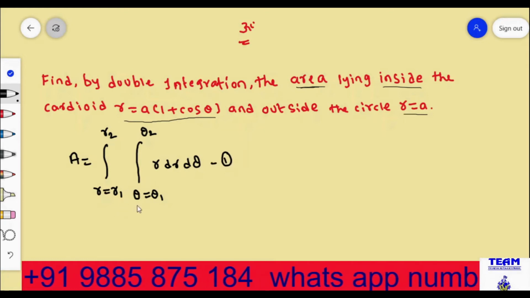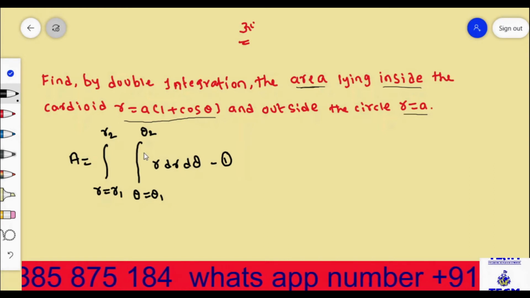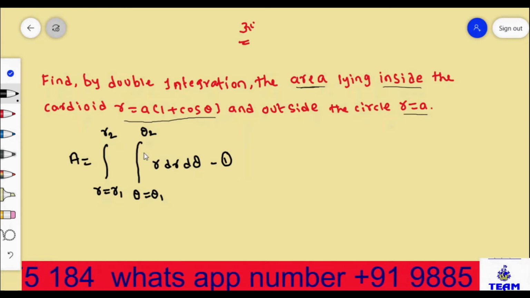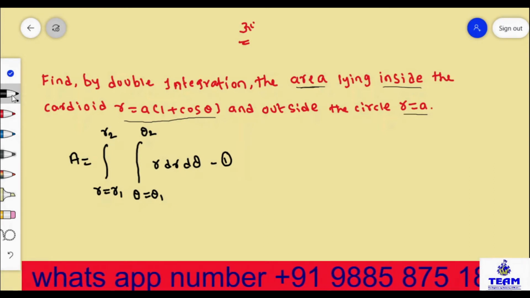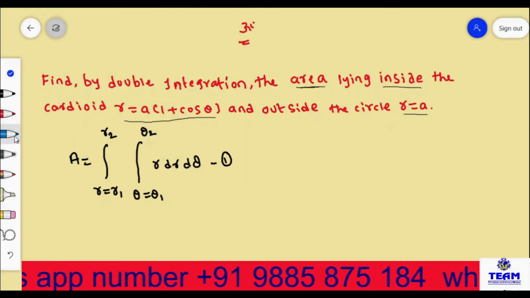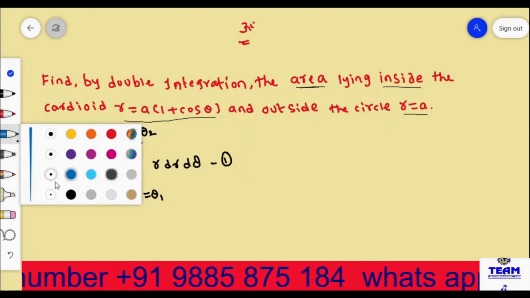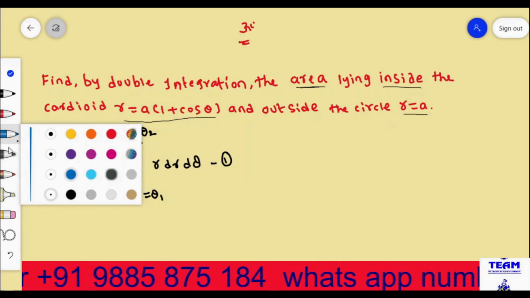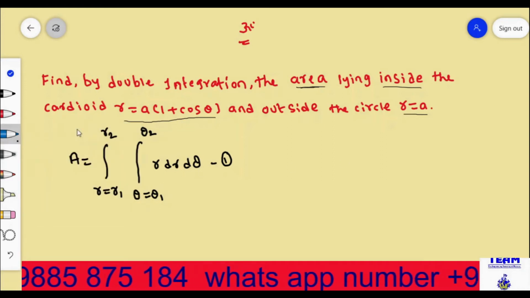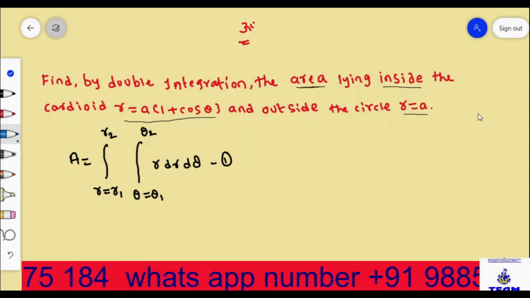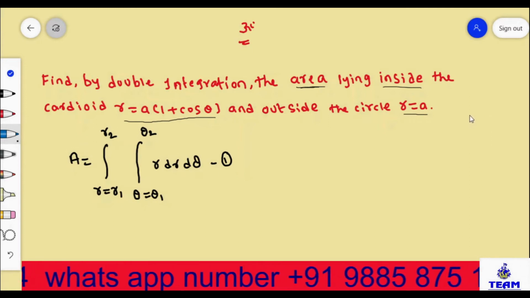Now we need to find out the limits. First we have to know the region we require. Now you see the region they have given here: r = a(1 + cos θ). Friends, you have to remember what form a cardioid is in.